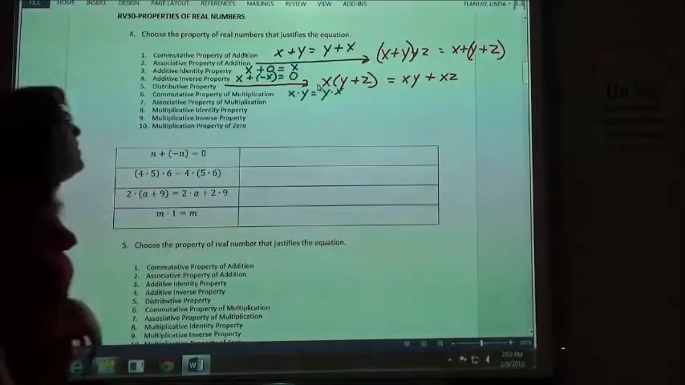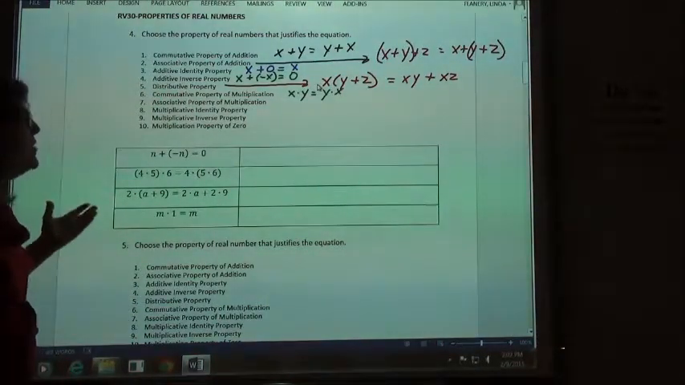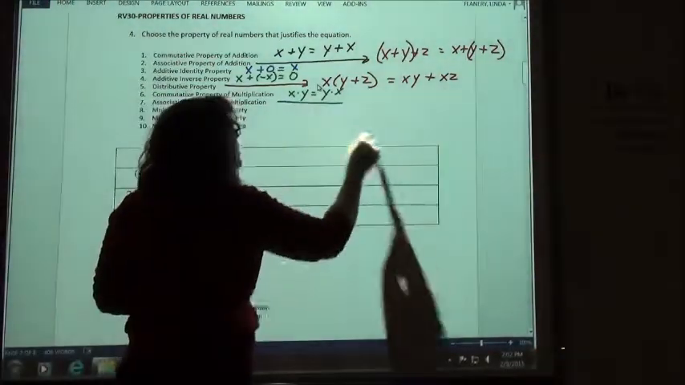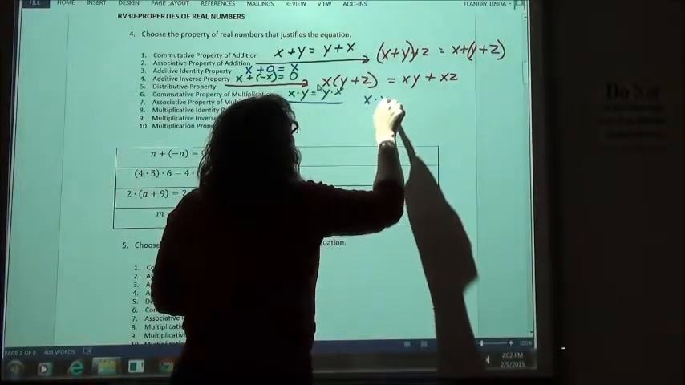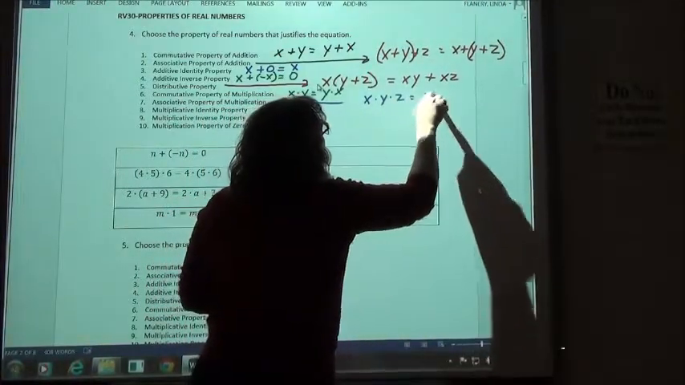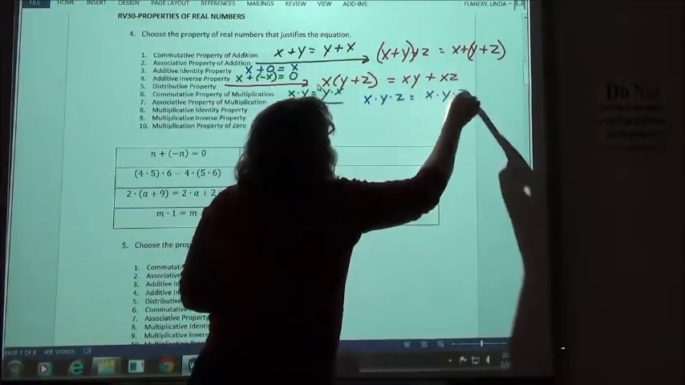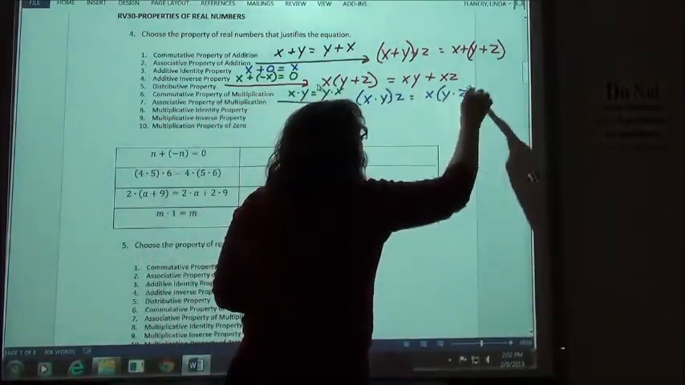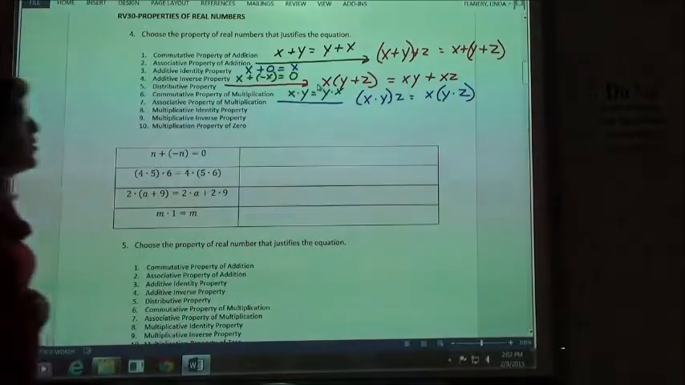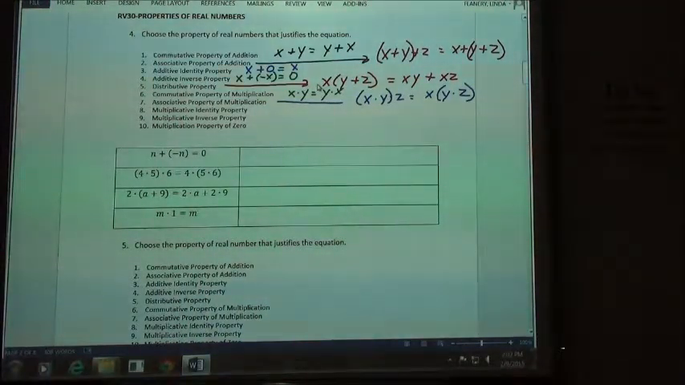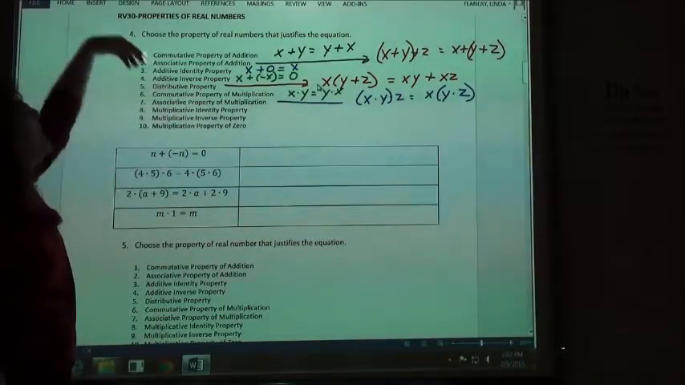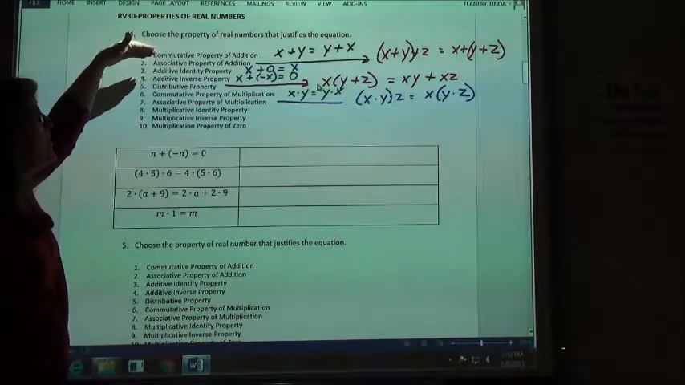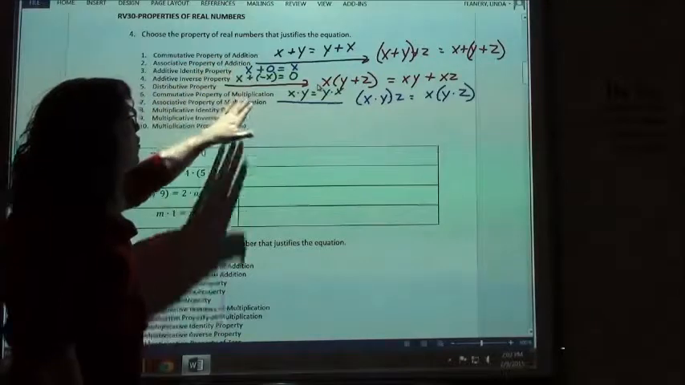Associative property, same thing, I changed the parentheses. So my associative property said if I had x times y times z and x times y times z, one would have parentheses around the first two, and the other would have the parentheses around the last two. So you'll have to watch out when you pick, it's going to be in the drop down that you pick the right one. Don't just look and say, oh, it's the commutative property. You have to know, is it of addition or of multiplication?